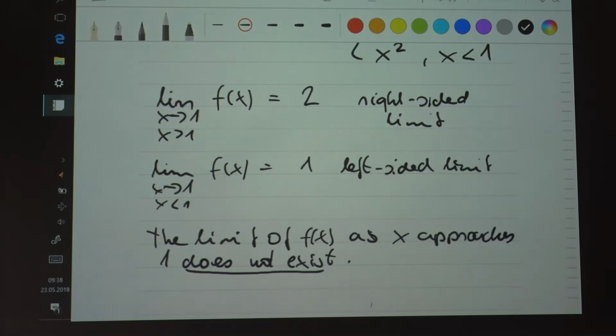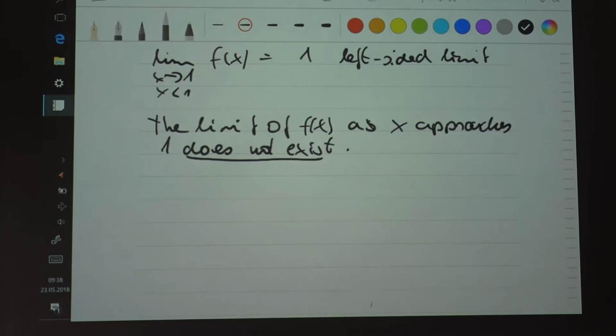Let me just make the following statement. For a real valued function of real variables, there are only two directions from which you can approach a certain number, either from the left or from the right. The limit of the function at a certain point exists if and only if the right and the left-sided limits are equal and both are finite. Let me make the statement here.